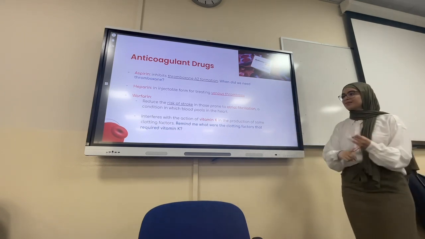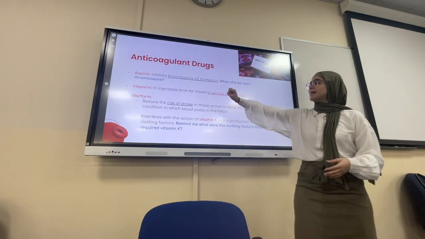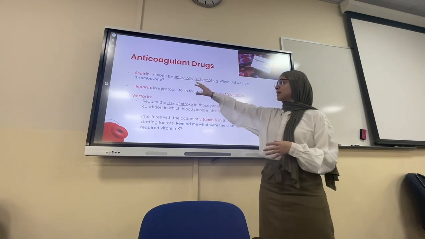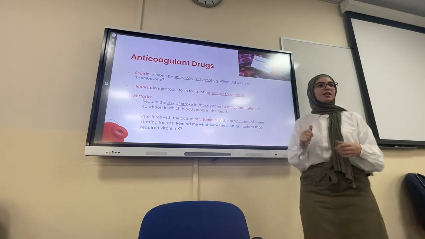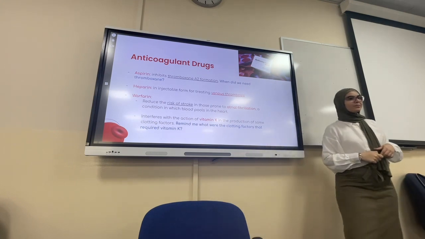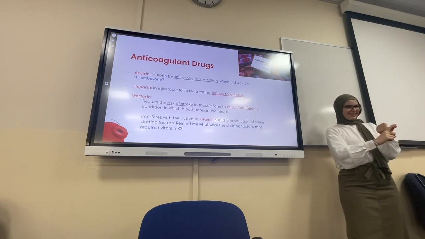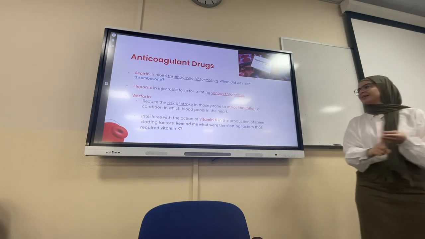Anticoagulant drugs, we have aspirin, heparin again, and warfarin. Now with aspirin, it's going to inhibit thromboxane A2, okay? So that's the key here. When it says inhibiting thromboxane A2, we're going to focus on that. When did we need thromboxane A2? To help enhance aggregation and enhance the vascular spasm. So we need it in these two.